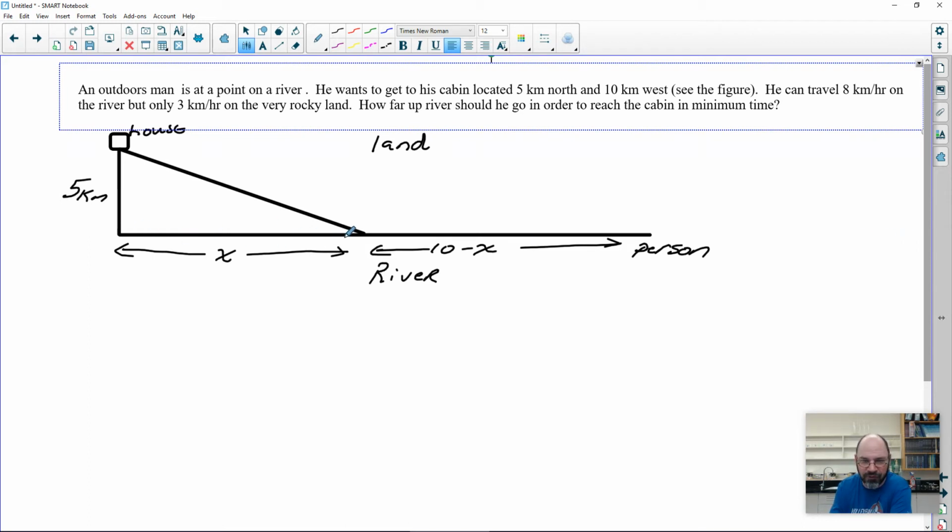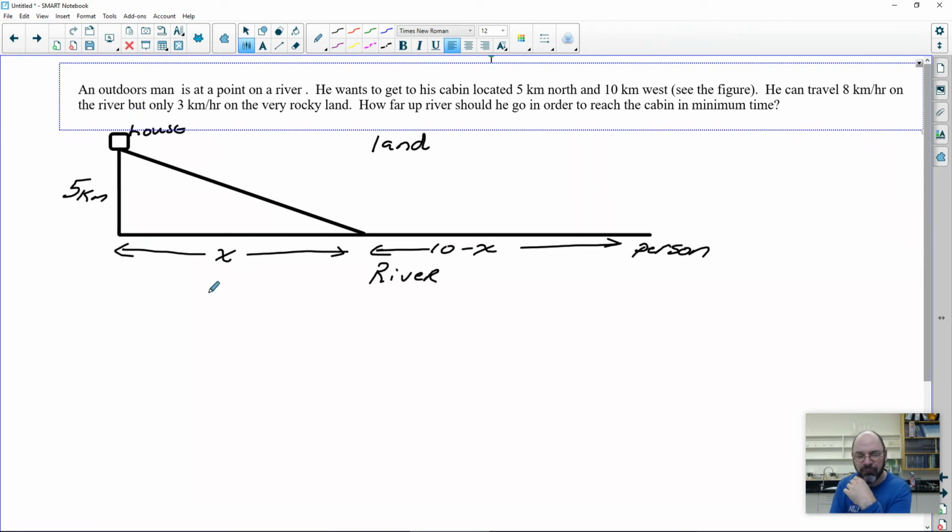And here's the distance. I always put the x inside the triangle because it makes the Pythagorean theorem easier, rather than out here. You could do it either way, but I think it's easier if you put the x inside the triangle you're going to use. So this is the river that he's going to go along, and then he's going to walk across here. He has a speed on the river of 8 kilometers an hour, and a walking speed of 3 kilometers an hour on this rocky land.